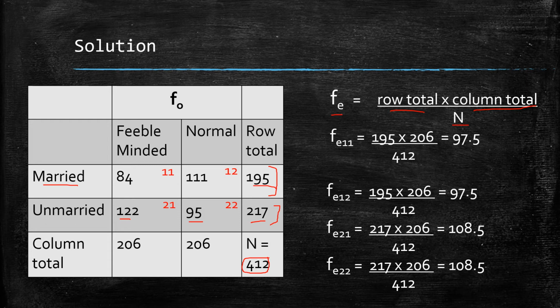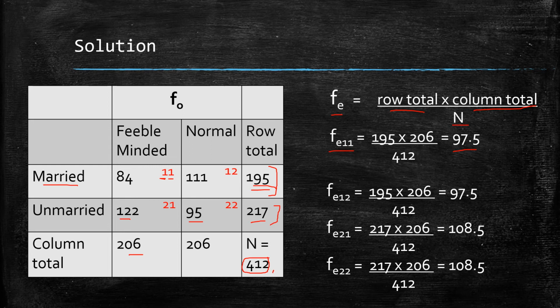This is the cell number, where this is the row number and this is the column number. So for cell number 11, the expected frequency will be FE11. Row total here is 195, column total is here 206 and n is 412. So the value comes out to be 97.5.